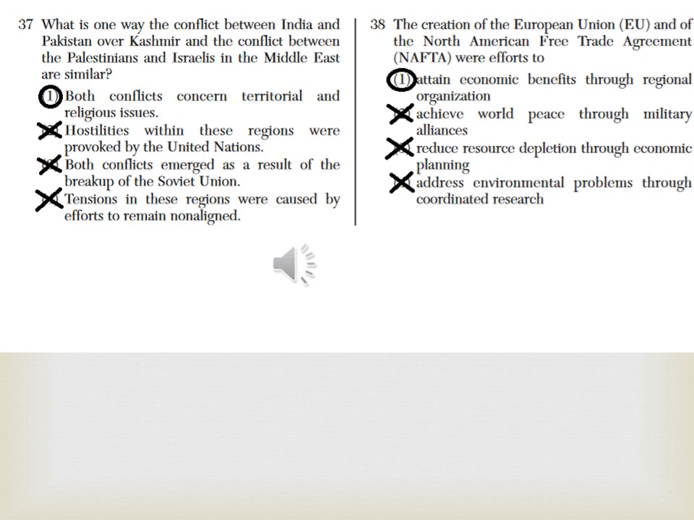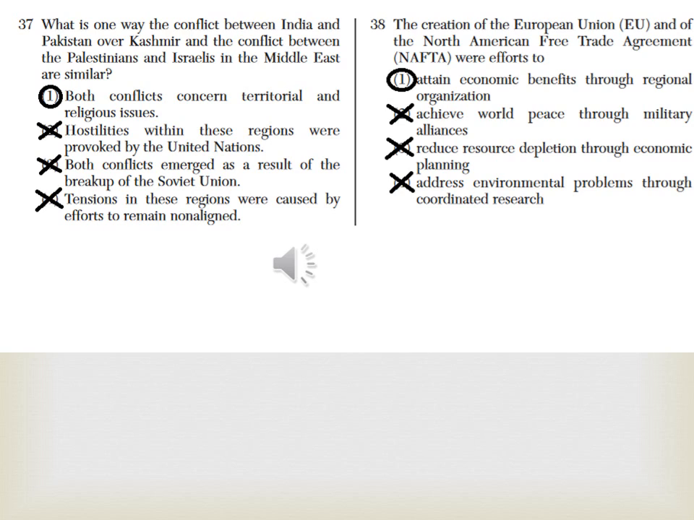So, the answer is 1. So, question number 38. The creation of the European Union, which is EU, and of the North American Free Trade Agreement, which is NAFTA, were efforts to: 1. Attain economic benefits through a regional organization.